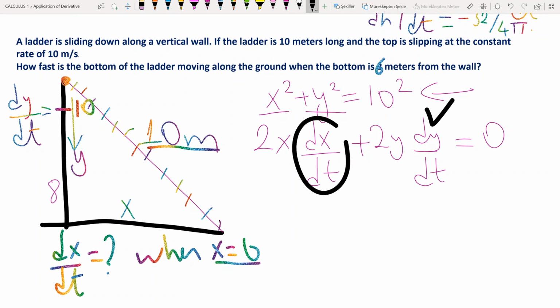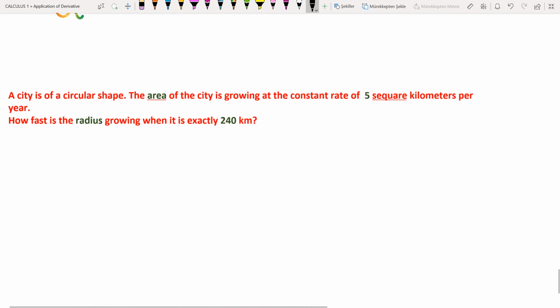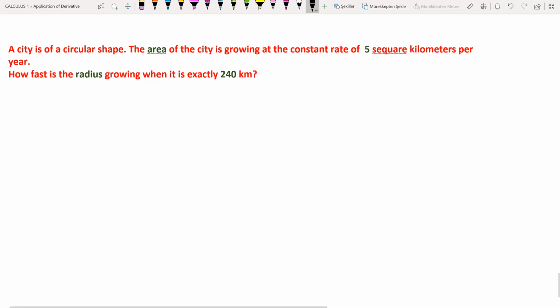As you see, dy over dt is given from the problem. We are requested to find dx over dt, the change in the x variable, the change along the ground. So dx over dt becomes 40 over 3 meters per second. We plug all known values into this equation to find dx over dt. It's a rather simple question. Let's look at the third example.